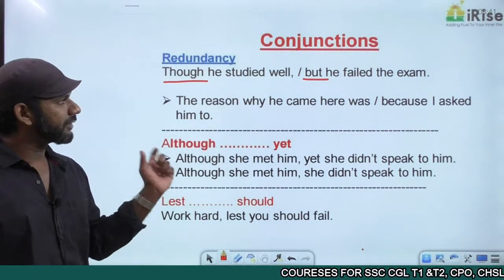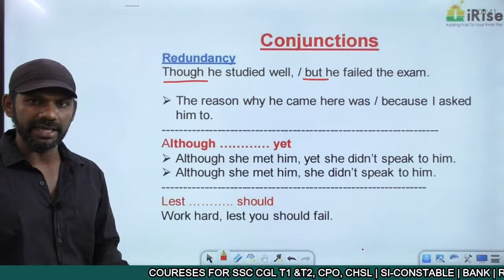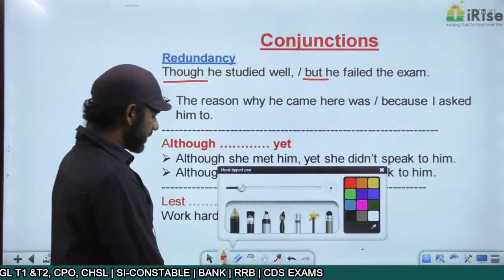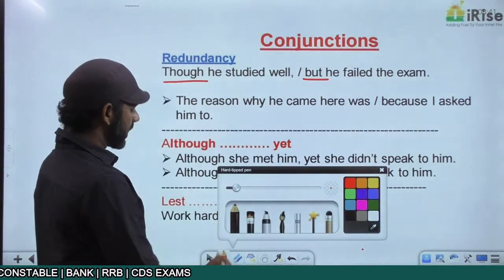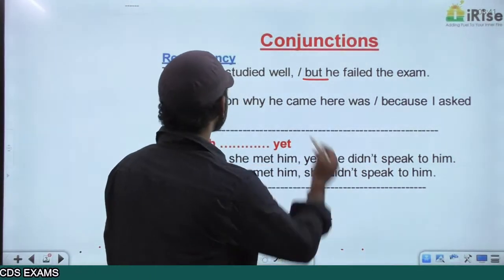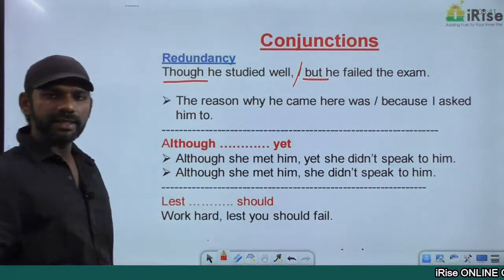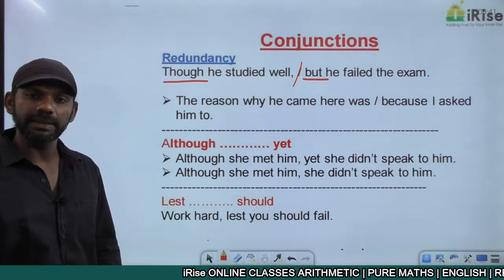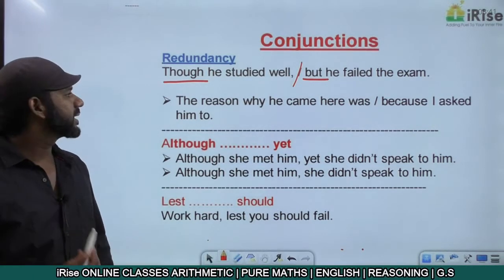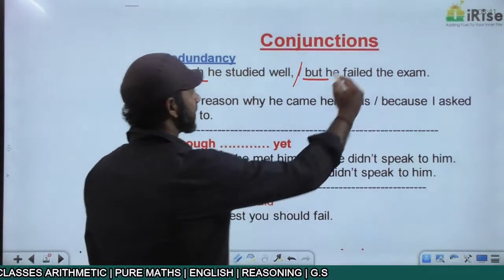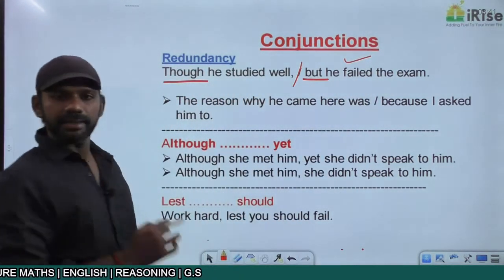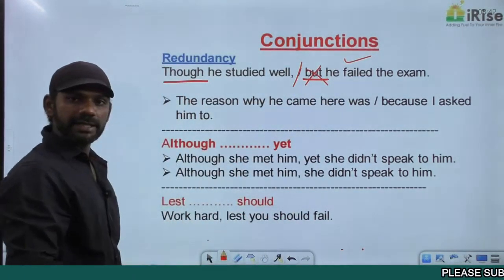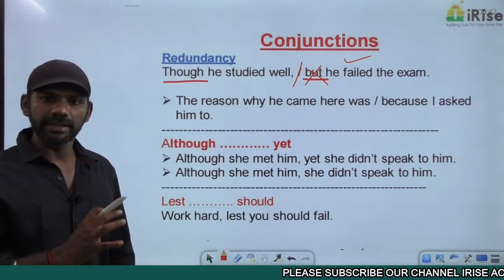It's all about moving from the left to the right and finding out the part containing an error. Though he studied well, up to here, there is no error. Though he studied well is a correct usage, so up to this part, there is no error. Then if I say but, the second part does not go with the first part. So I can say error is in part B, the second part. That means in this context, the correct sentence must be, though he studied well, he failed the exam. But is not required in this statement.